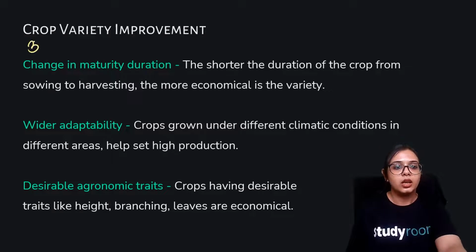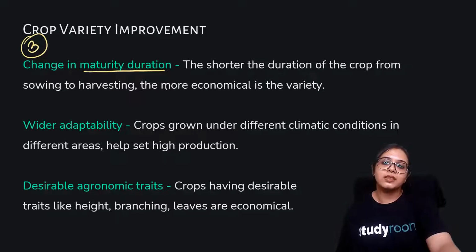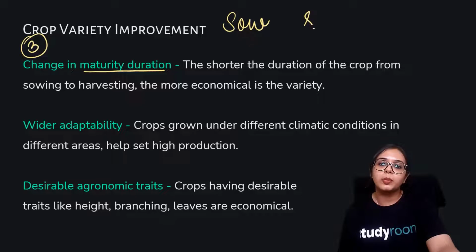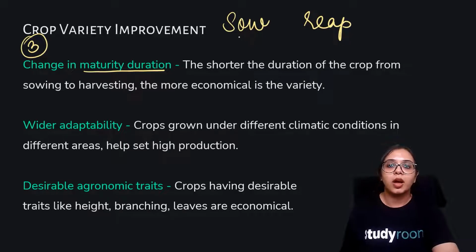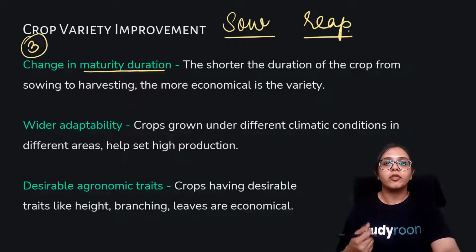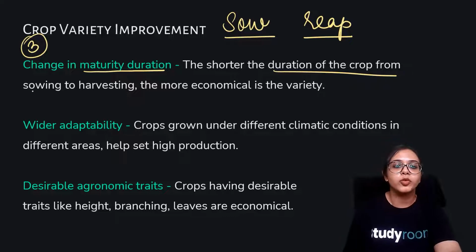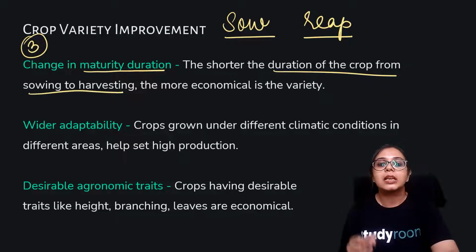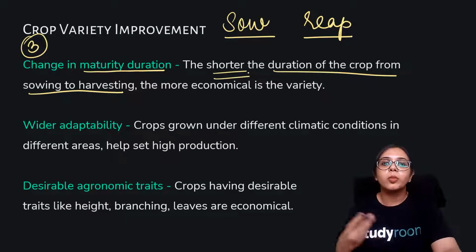Next, we are able to make a change in the maturity duration. What happens is that there is a period when you sow the seeds and a period when you reap those plants. In order to get more and more plants, we have to ensure that the plant is being sowed and reaped more frequently. So we have to ensure that the duration of the crop from sowing to harvesting, that is reaping, is less, because the shorter it is, the more crops we are going to get.